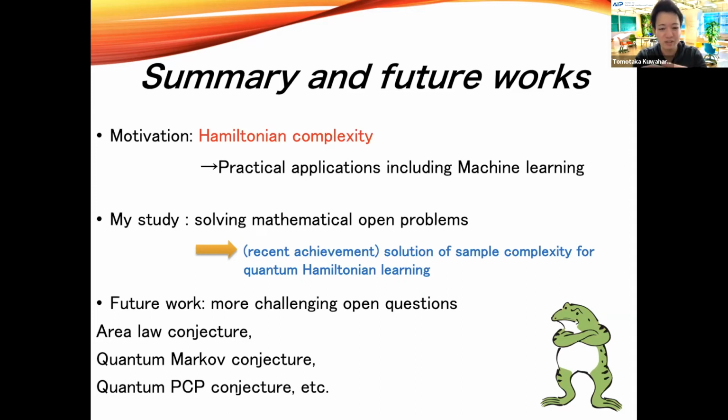This is the conjecture, and this is very deeply related to various open problems in quantum information theory. For example, the quantum PCP conjecture is also related to the quantum Markov conjecture, but it is difficult to explain why this is important. Okay, I see. Thank you very much.